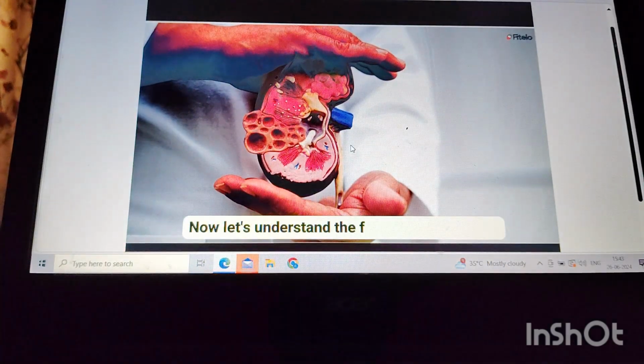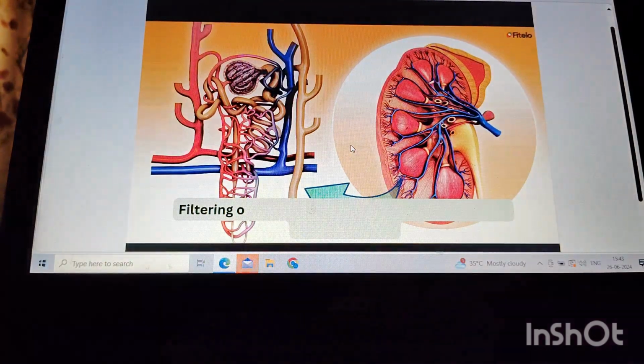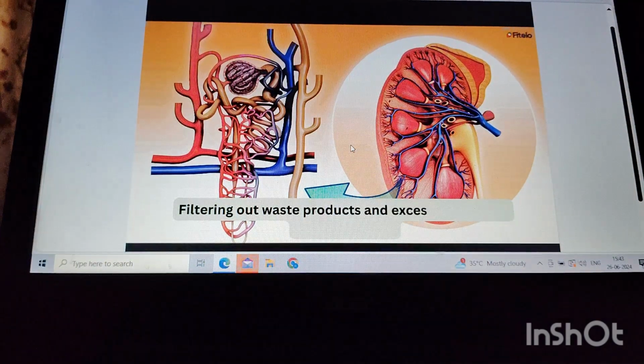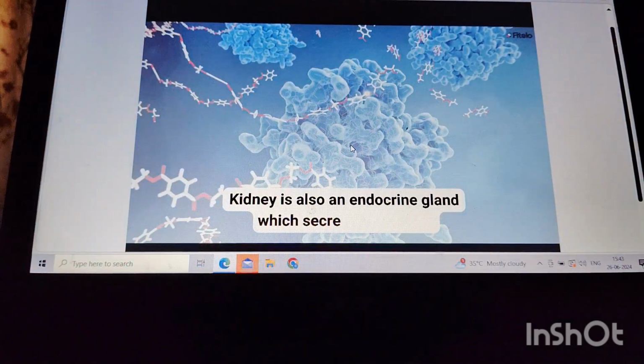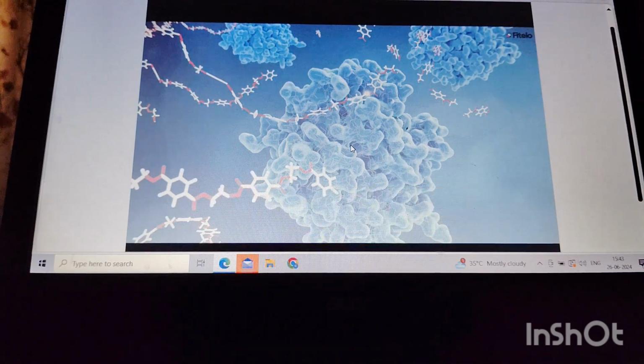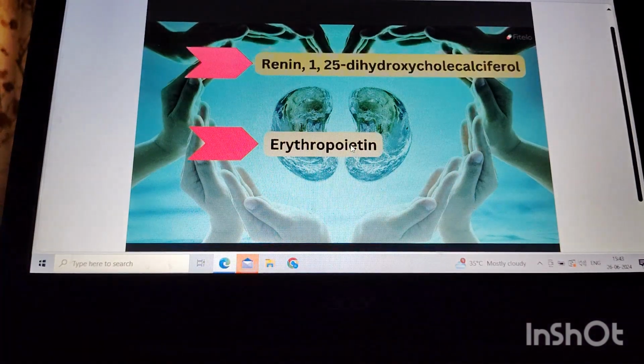Now let's understand the functions of kidneys. Kidneys are the superstars of the urinary system, filtering out waste products and excess substances from the blood. The kidney is also an endocrine gland which secretes renin, 1,2,5-dihydroxycholecalciferol, and erythropoietin.